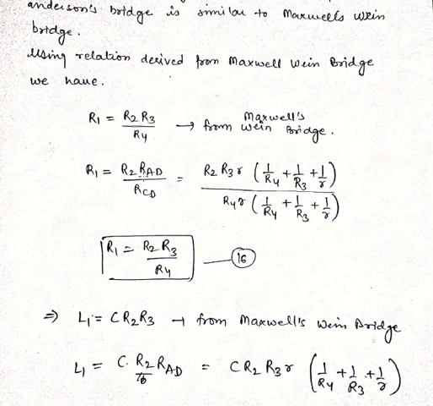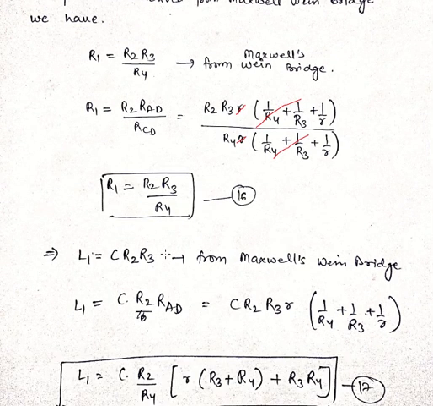Putting the values of RAD and RCD, we'll have R2 R3 R4 in bracket 1 by R4 plus 1 by R3 plus 1 by R, whole divided by R4 small r in bracket 1 by R4 plus 1 by R3 plus 1 by R. These terms will get cancelled out, this small r and this whole. So finally we'll get our unknown parameter R1 equals R2 R3 by R4.